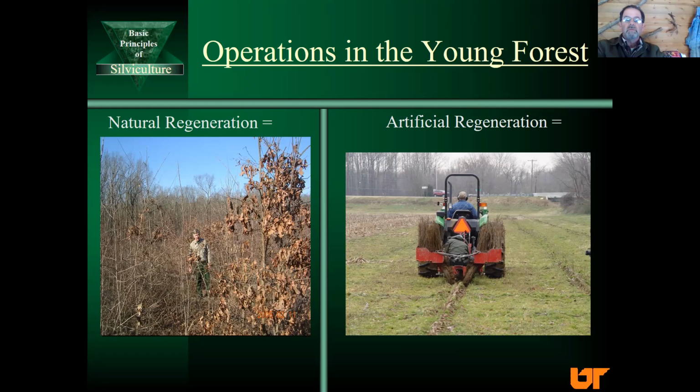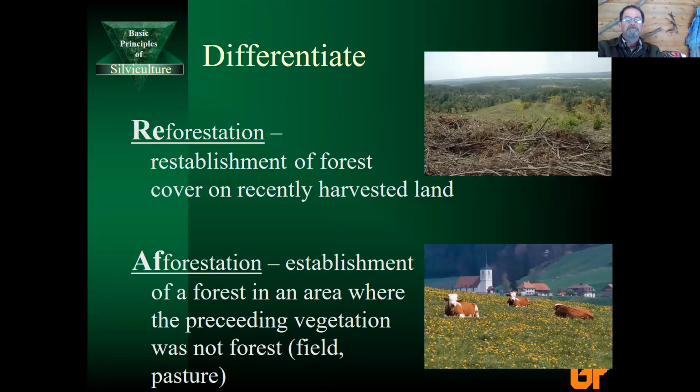Artificial regeneration on the right, this is an example. These are being machine planted. More often they're probably planted by hand than by machine, but both are examples of artificial regeneration.